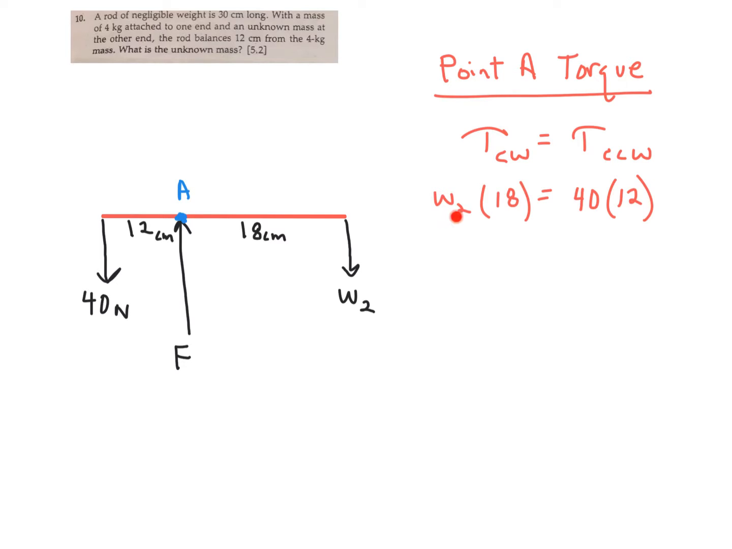So you have W sub 2, that force, times 18 equals the counterclockwise producing torque, 40 times its distance, 12, and that will give you W sub 2. And once again, all the angles are 90 degrees, sine of 90 is 1, so I'm not writing that down. So W sub 2 equals some weight, but then you got to find the mass. It's asking for the unknown mass. So once again, W equals mg. Once you know the weights, you plug in there and you plug in 9.8 or 10 for g and solve for the mass.